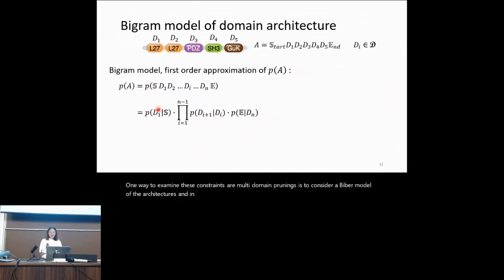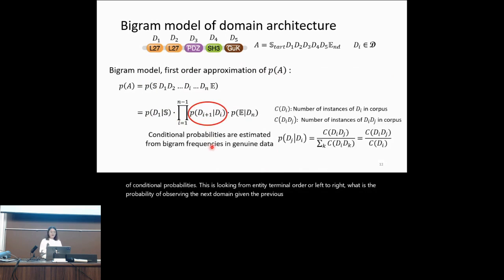In a bigram model, the probability of a domain architecture is the product of conditional probabilities. Looking from N-terminal to C-terminal order, or left to right, what is the probability of observing the next domain given the previous one? The conditional probabilities are estimated from bigram frequencies in genuine data. I will use C to denote counts of domain unigrams and bigrams. Here, p(dj given di) is essentially the MLE estimate of the conditional probability, but I will simply use small p throughout this talk when I'm doing the calculations with genuine data.